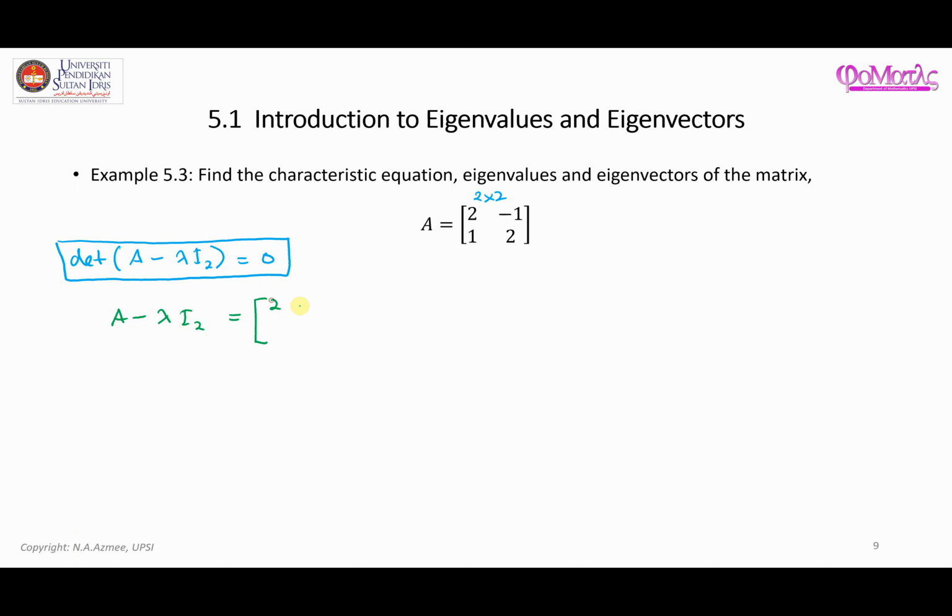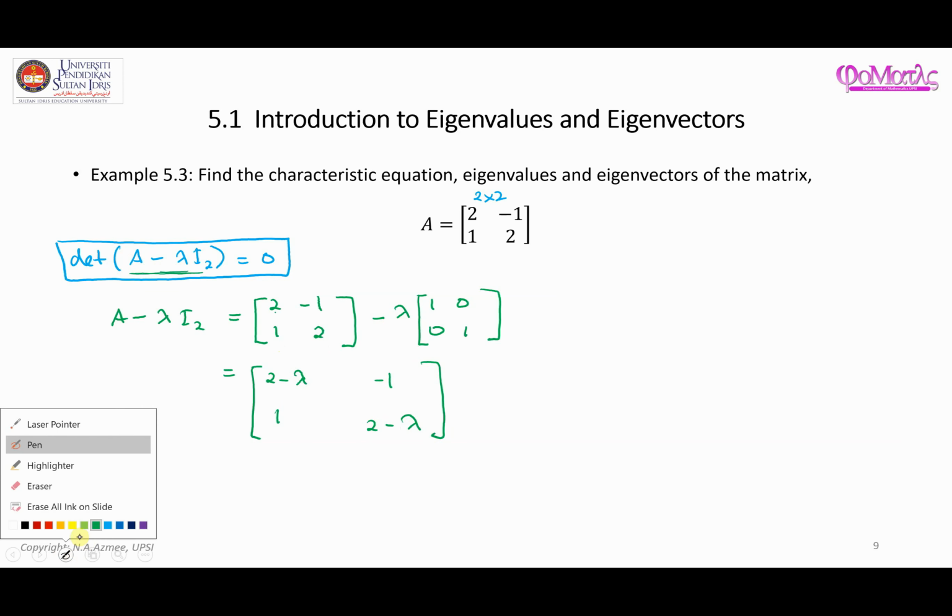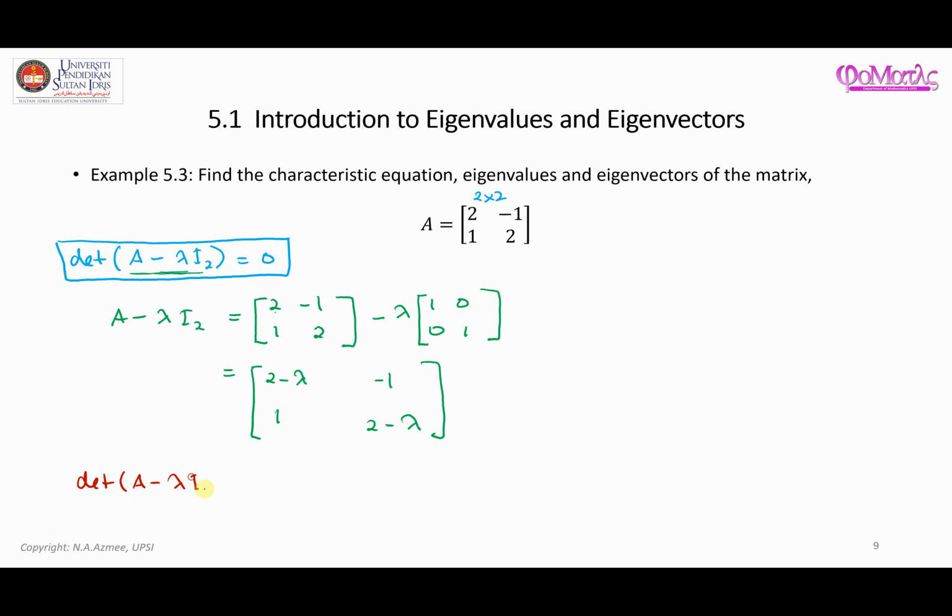So A is 2, -1, 1, 2, minus lambda, which is unknown, times 1, 0, 0, 1. And because of that, you can simplify this: 2 minus lambda at this position, -1, 1 minus 0, 2 minus lambda. So here is the part here. I'm just going to focus on this part. Next I need to find the determinant of A minus lambda I2.